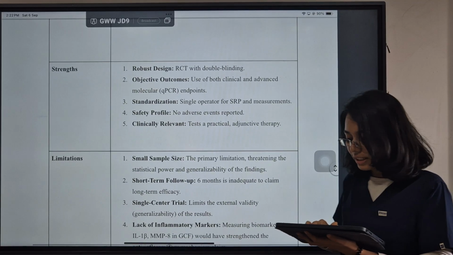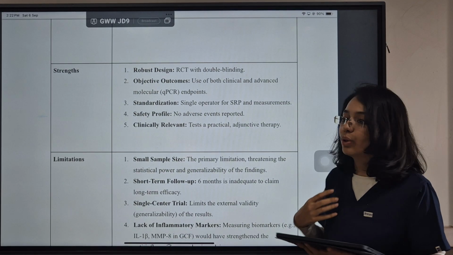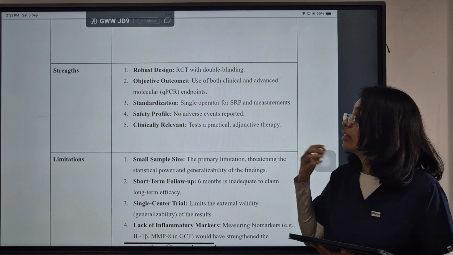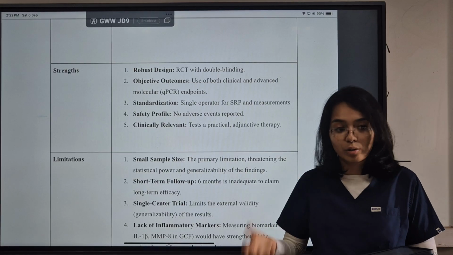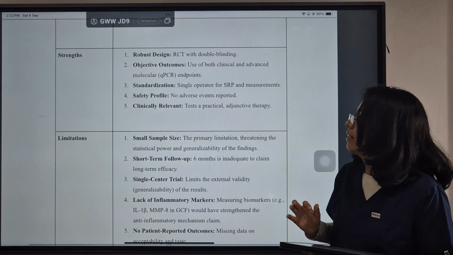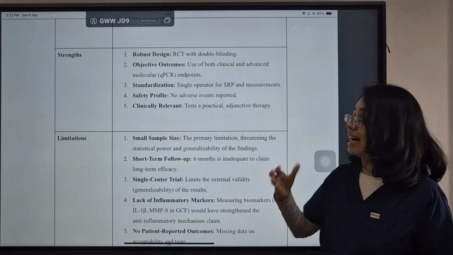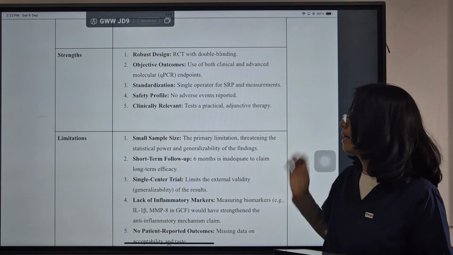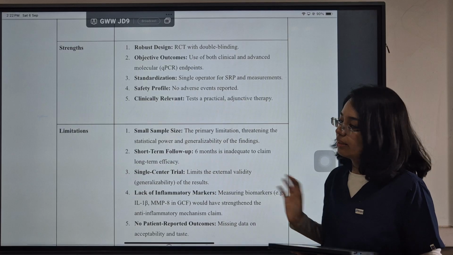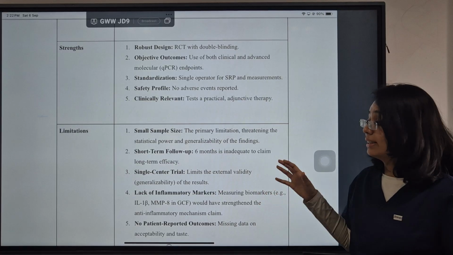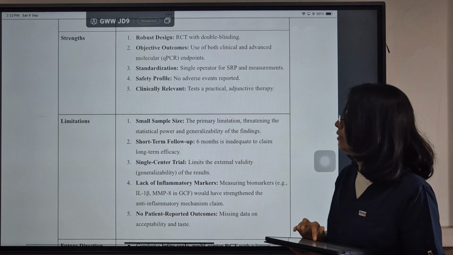The strength of this study is that it is an RCT with double blinding. It uses both clinical and advanced molecular techniques, and it has been standardized with a single operator for SRP and measurements. It was all safe, and this study was very clinically relevant.